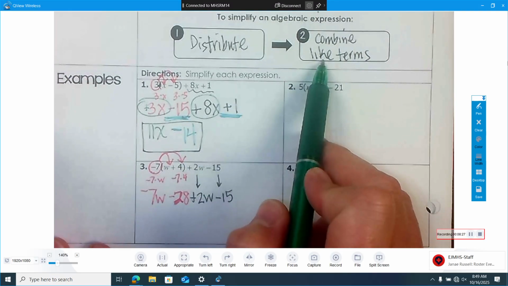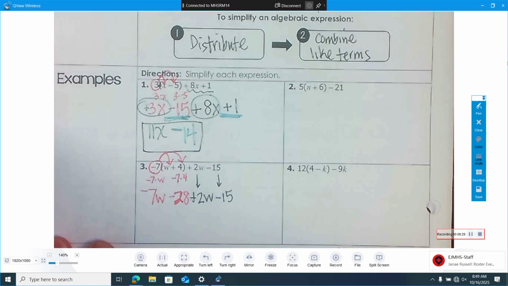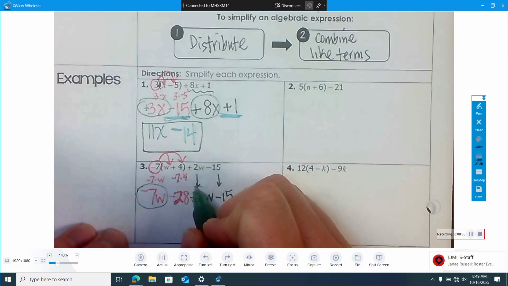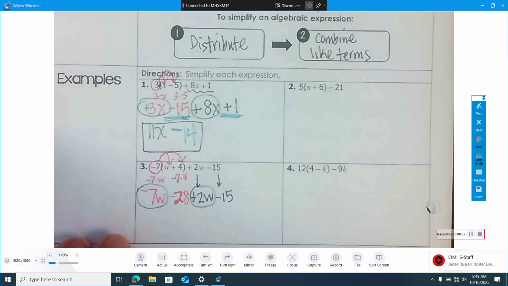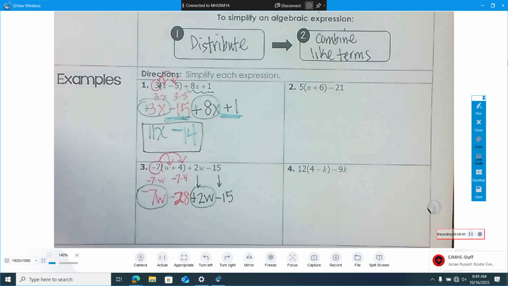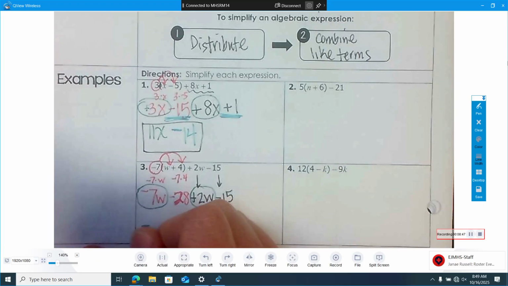Combine like terms. Step 2, combine like terms. So what are we going to combine together? Good. -7w and positive 2w. Are they friendly or are they at war? They're at war. We got negatives and we got positives. They're at war. All right, who's going to win? Negatives by how many? -5.